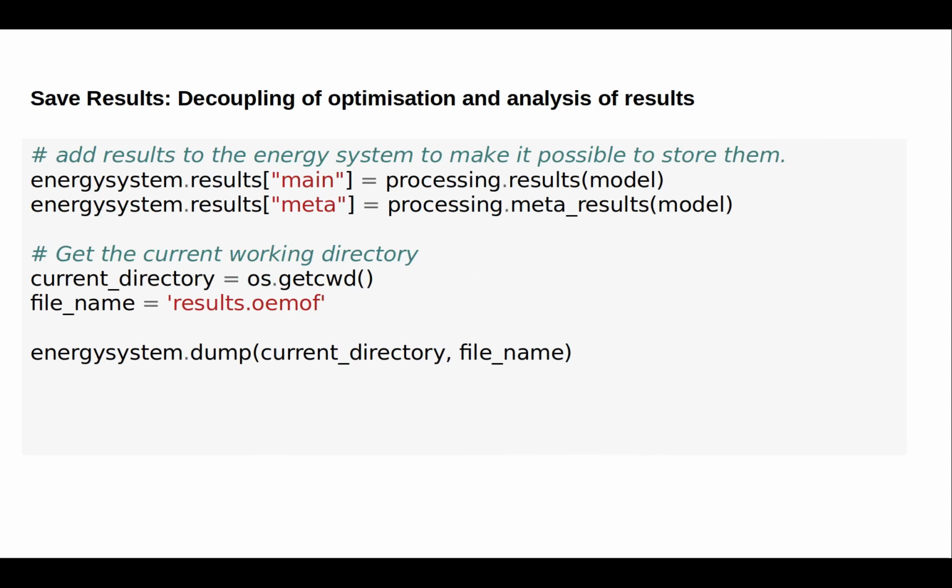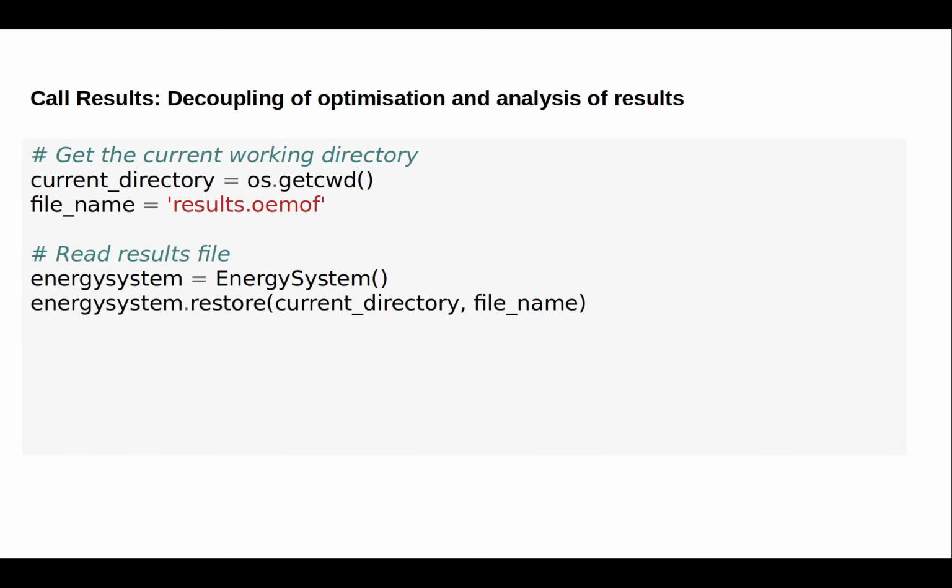If you want to save the results, you can use the following script. We first of all save the energy system results main and meta from the operational model. We then get the current working directory and assign a file name, and then we call the function energy system.dump to save the results at the location we desire. If you want to call the results, for example, in a separate script, we again get the current directory and the file name, and we then read the results file by creating an energy system and then restoring the results into the energy system we have created.